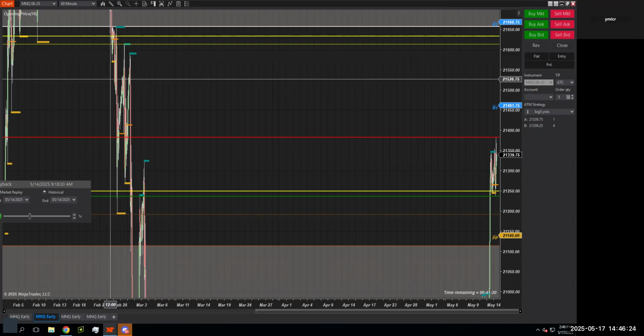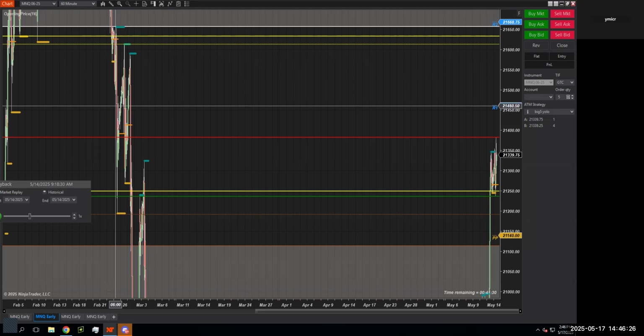Okay. I'm envisioning like this: there's this machine that just sways back and forth, and you have to move with the machine. No, not really. It's just market structure. You know, higher highs, lower lows, stuff like that.